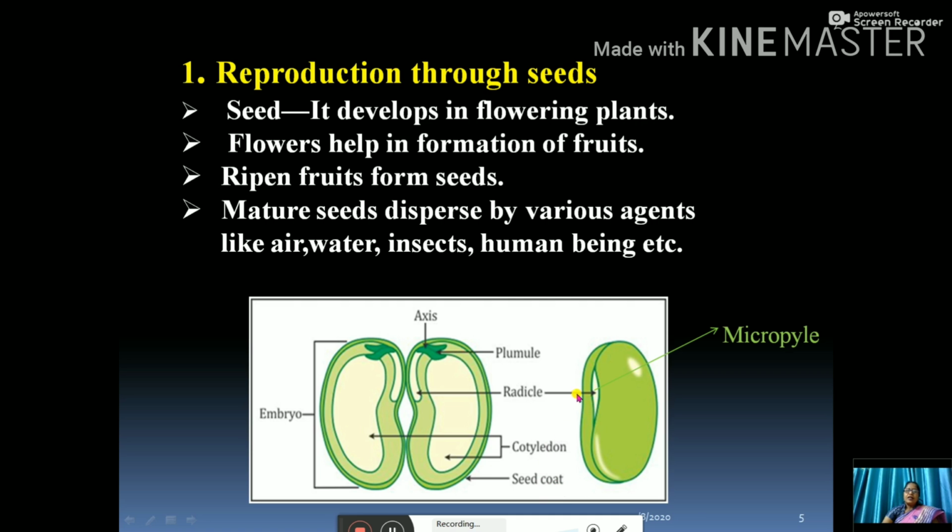So children, at your home you can see different kinds of seed like bean and gram, masoor and peas also. In these seeds you can watch where the micropyle is present. Clear to all of you? You have to draw this picture also so that each labeling and each word you know very clearly.